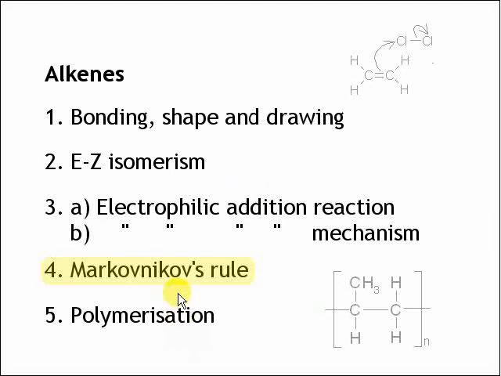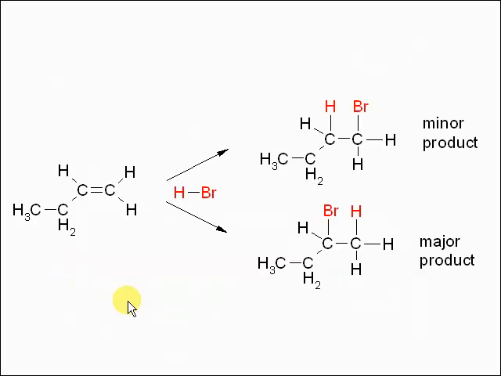So this is talking about Markovnikov's rule, carrying on from the electrophilic addition mechanism. Markovnikov's rule is that if you're adding HBr, or any hydrogen halide, across a double bond which is at the end of a molecule, then it's more likely that the bromine will add in the middle. Here we've got the major product being the bromine in the middle, or over here we've got bromine on the end of the molecule, and that is the minor product.